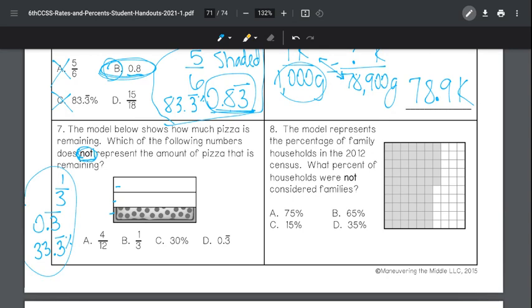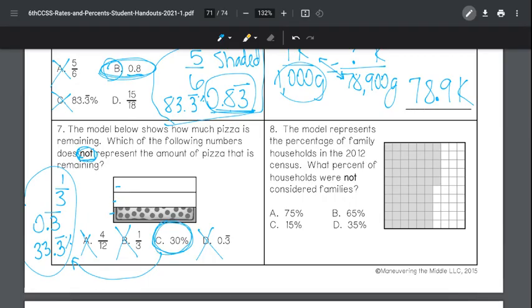Well, 1/3, there it is. B is out. 0.3 repeating, D is out. If you did 4 divided by 12 in your calculator, you get 0.3 repeating, that's out. 30% is the part that does not match. 30% and 33.3333333% are not the same thing. So the answer is C.